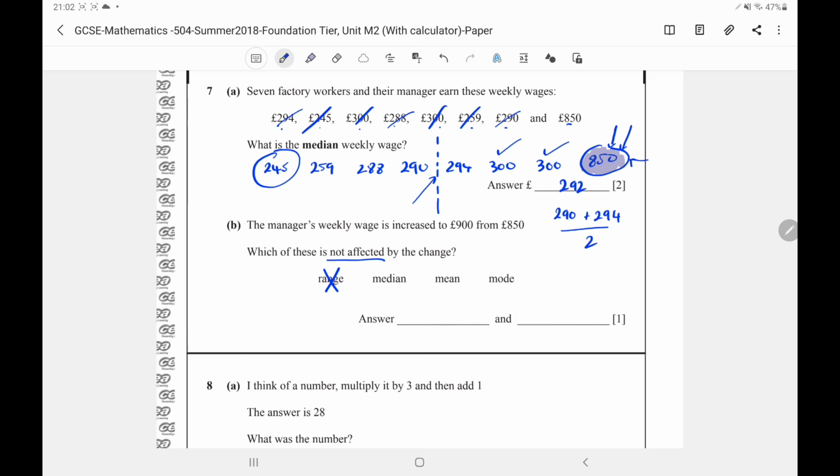Increasing 850 to 900 is not going to change the middle value. So it is not affected. So we're going to write median. The median is not affected.